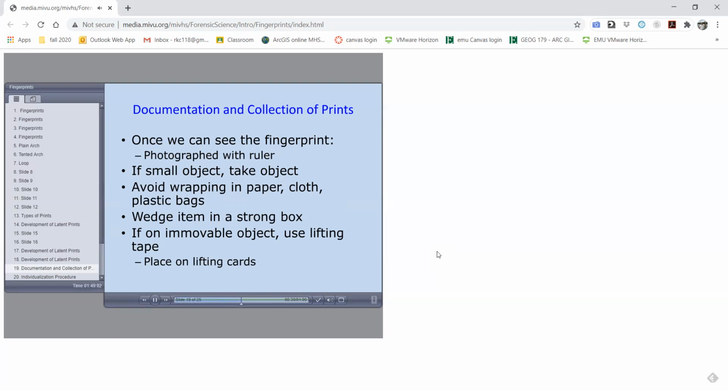We avoid wrapping in paper, cloth, or plastic bags. We don't want to smear the print. We want an item wedged in a strong box. Again, we don't want it to be smeared. And if it's on an immovable object, then we use lifting tape. And again, that would be something like a wall, a door, a car. Well, a car, actually, they can take back to the lab. But we would use lifting tape, and we would place that lifting tape on cards.